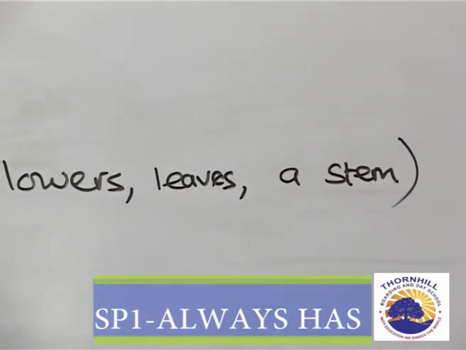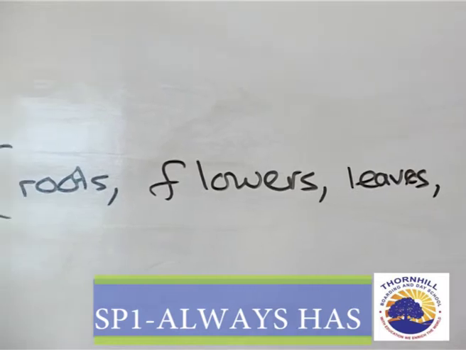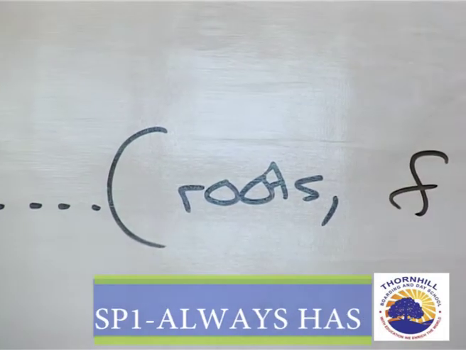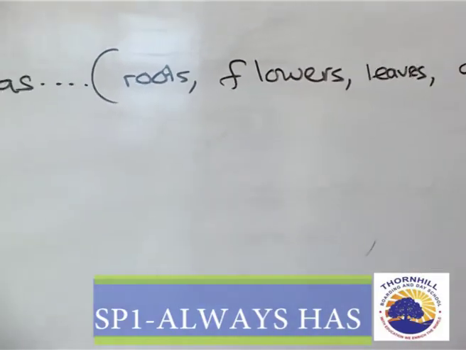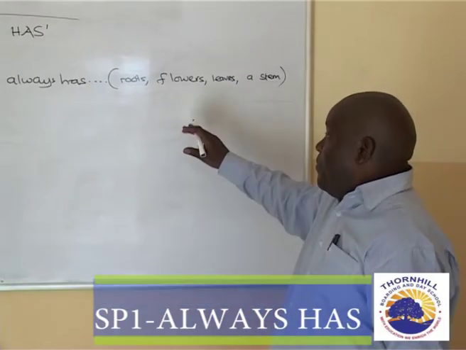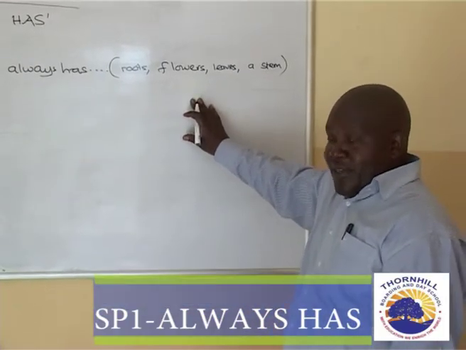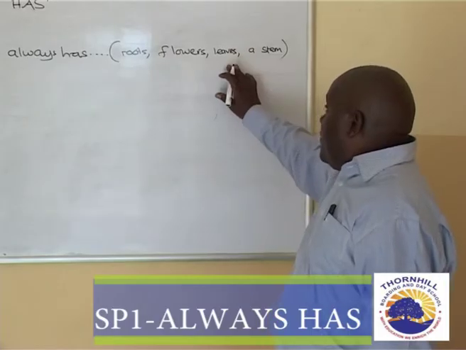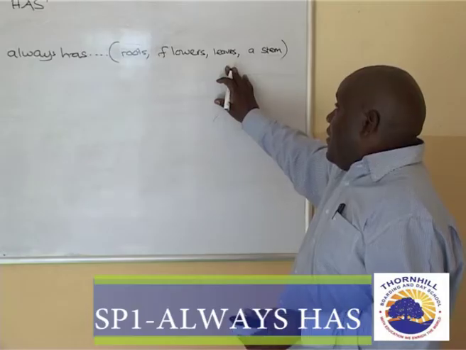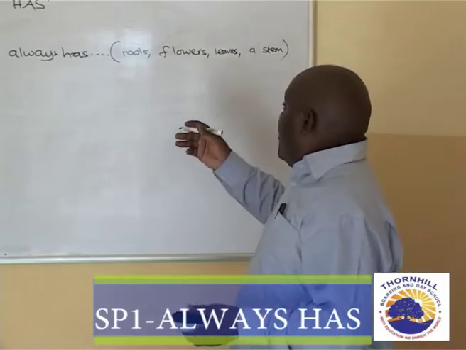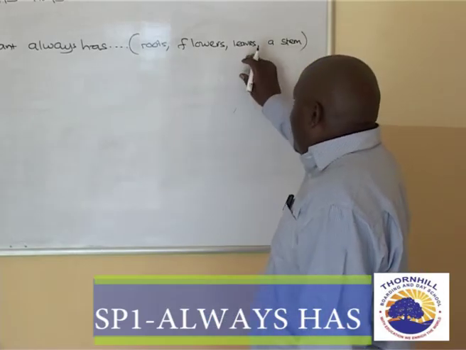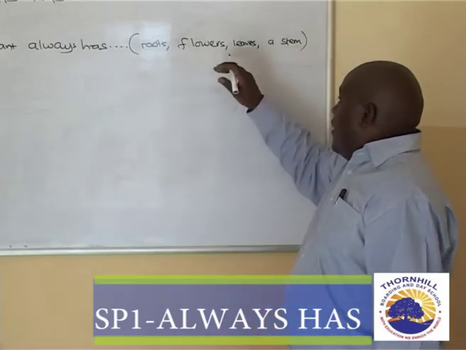When you look at this, which one is the best answer here? So we start scrutinizing one after the other. Let's take, for example, flowers. Is it true that every plant has flowers? The answer is no. There are certain plants which do not have flowers. We have non-flowering plants and flowering plants. Flowering plants have flowers and they bear fruits, and also they have seeds at the end.